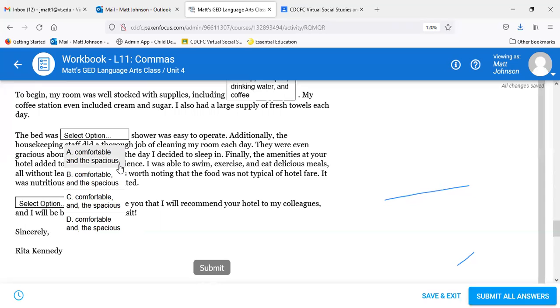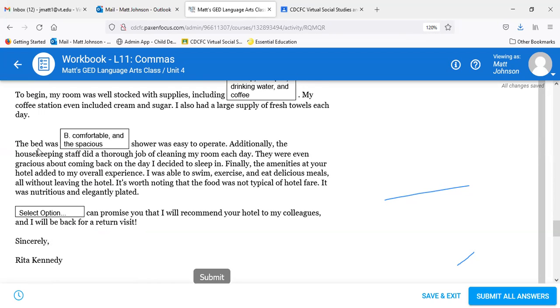Grace. The bed was comfortable and the spacious shower was easy to operate. Okay, B. B for 3 here. Yes. So the bed was comfortable. Whole sentence there, right? The bed was comfortable. We could put a period, but we got more information that's relevant. So we're going to put and, use that conjunction. So the bed was comfortable, comma, and the spacious shower was easy to operate.